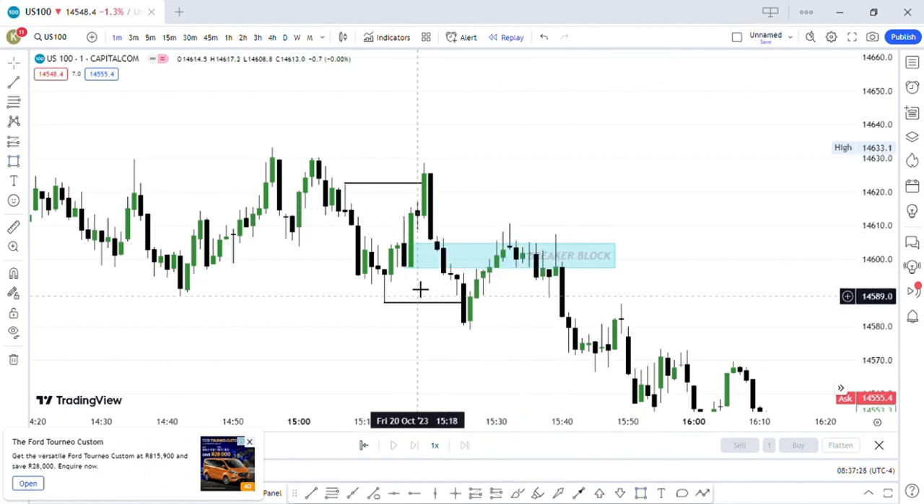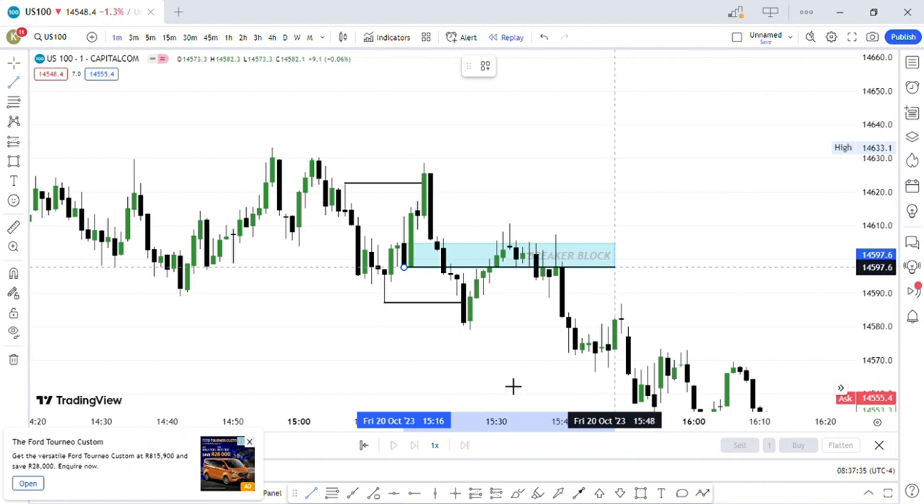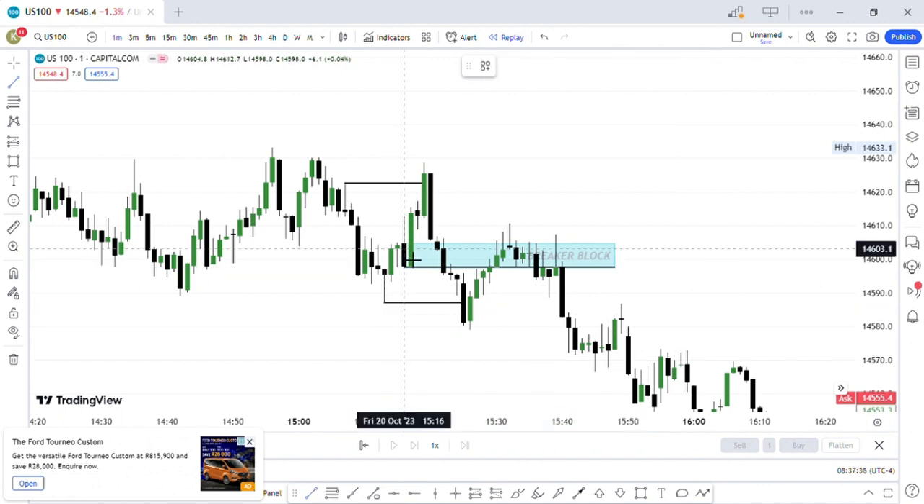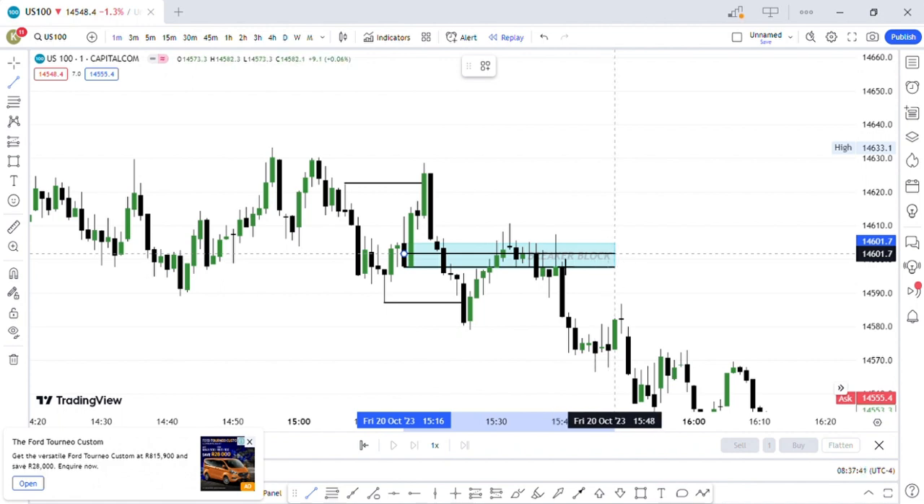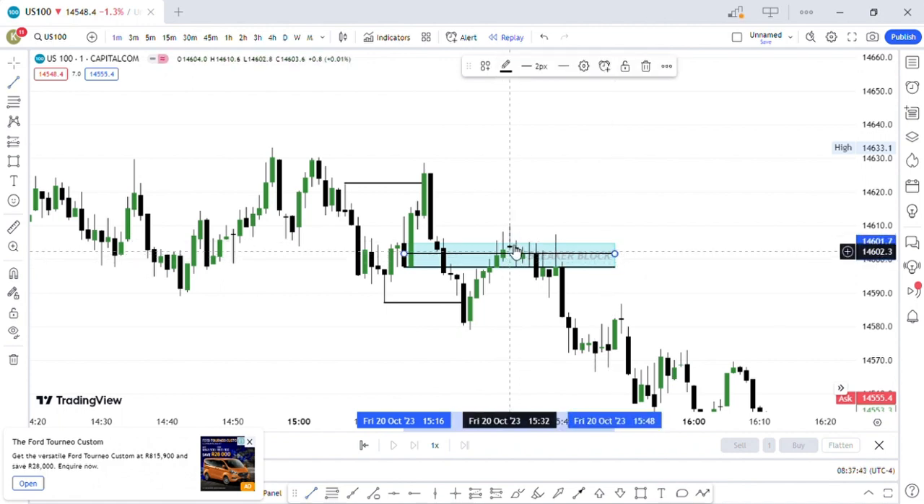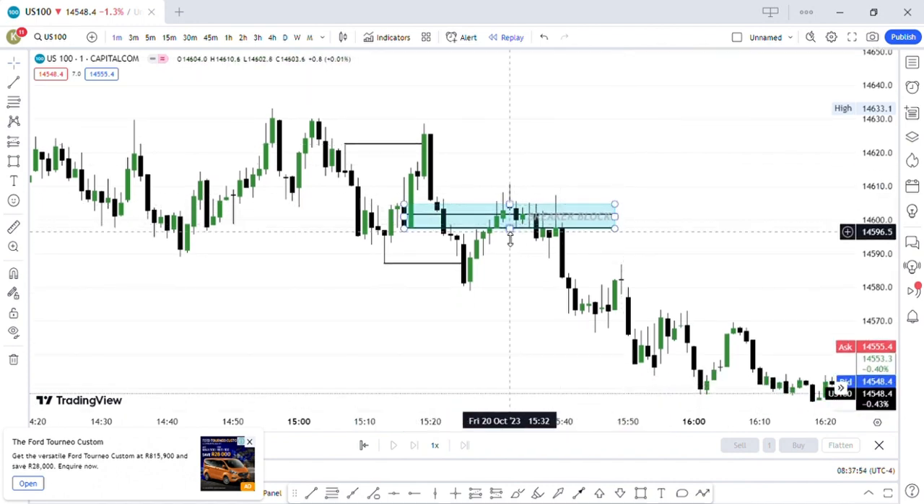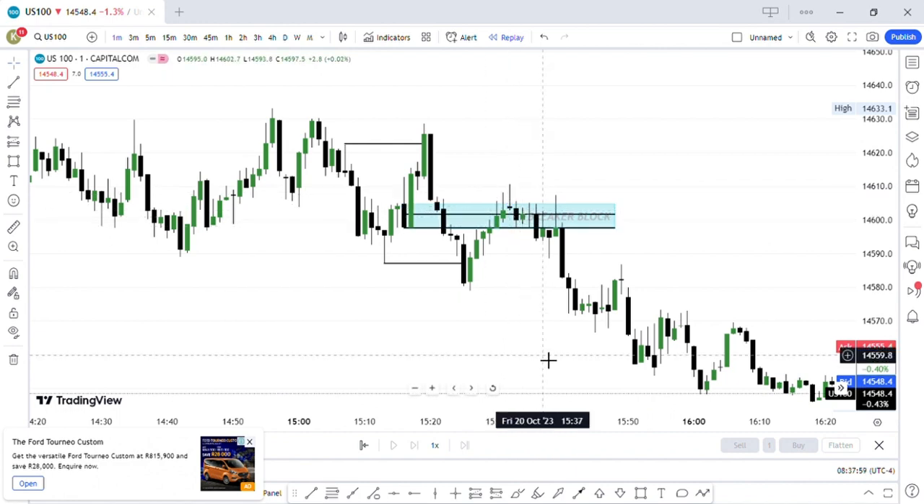So you either use the open for entries or the 50% of the breaker block. As you can see, the market is respecting the breaker block in that the candles are going into this fair value gap, but they are not closing above this breaker block. So you take your entry either on the close or the 50% and ride the market lower.